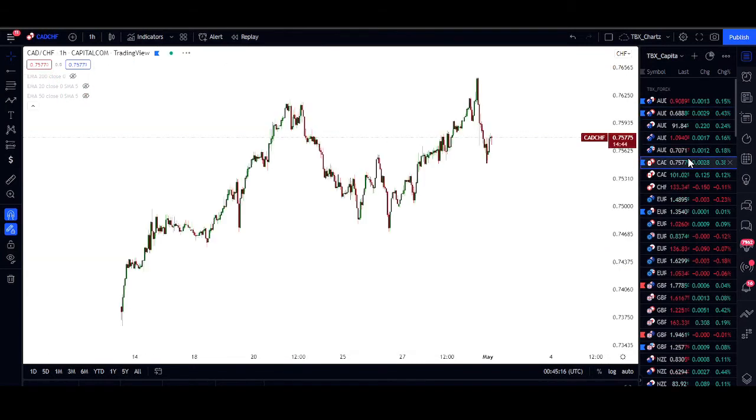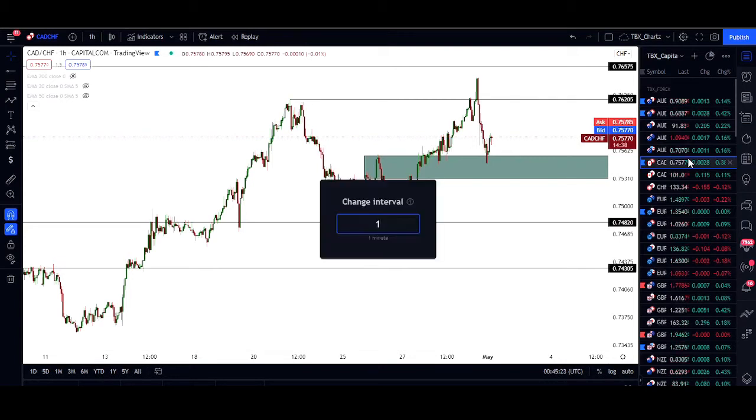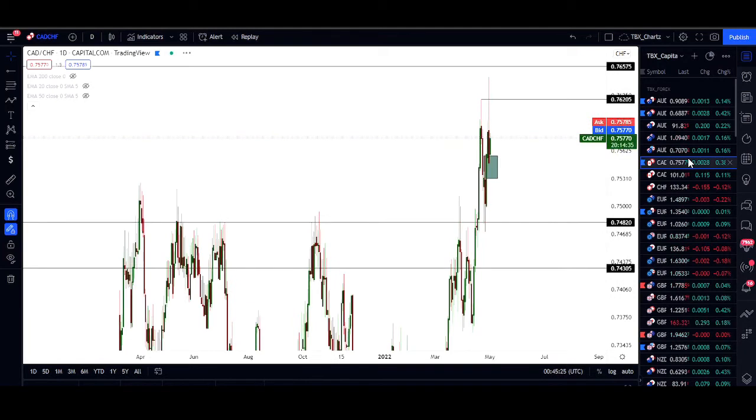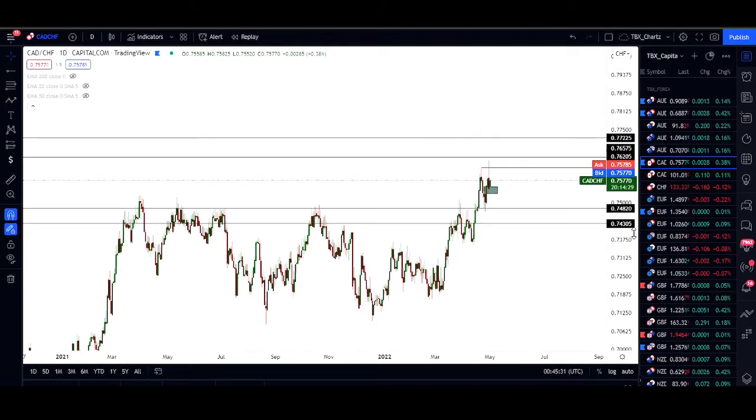So the next pair we're going to be looking at is the CADJPY. The first thing we're going to do is jump to the daily time frame and identify the trend. Currently, this is an uptrend. It is actually obvious. This is an uptrend.